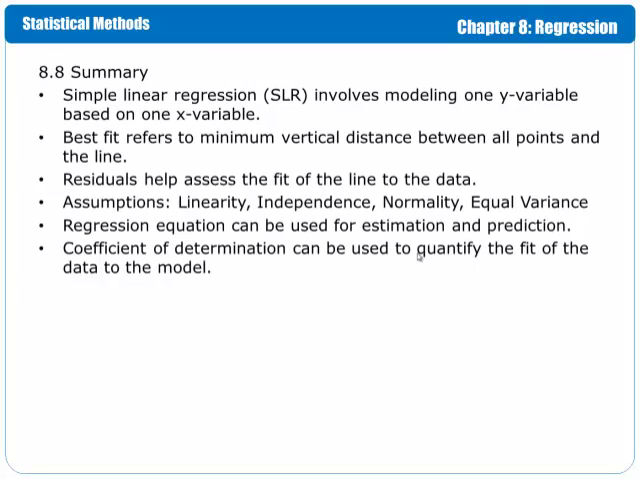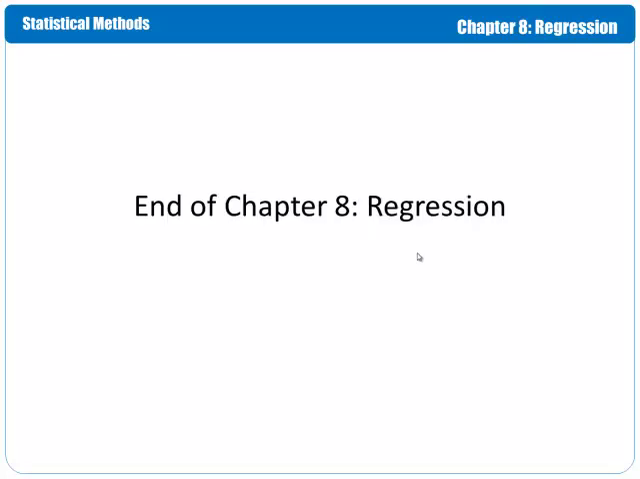In summary, simple linear regression involves modeling one y variable based on one x variable. The best fit refers to the minimum vertical distance between all points and our best fit line. Residuals help assess the fit of the line to the data. Our assumptions are linearity, independence, normality, and equal variance. Regression equation can be used for estimation and prediction, and the coefficient of determination can be used to quantify the fit of the data to the model. And that is the end of Chapter 8, Regression.